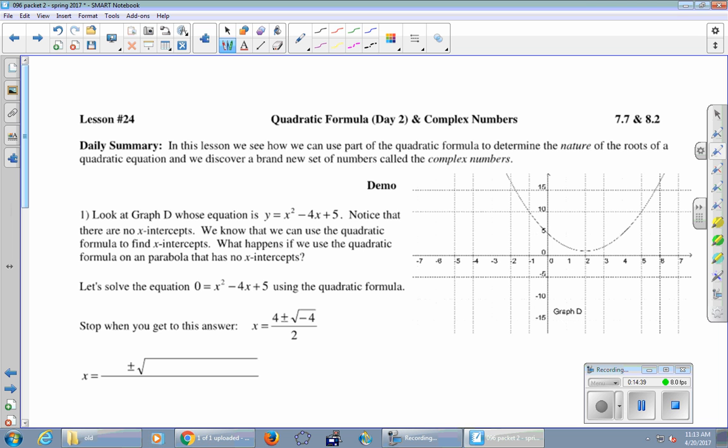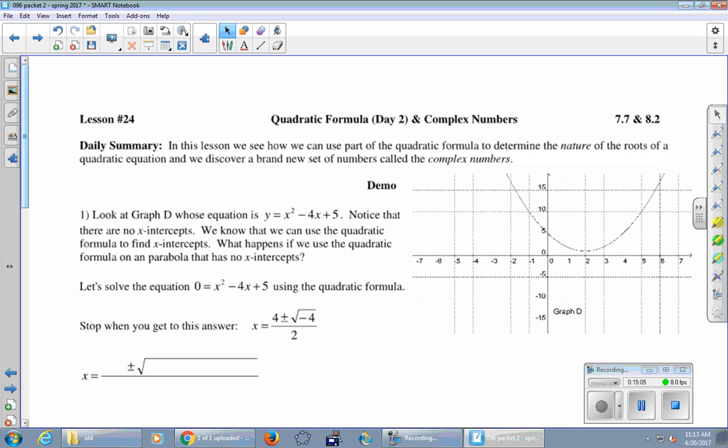Okay, our daily summary. In this lesson, we see how we can use part of the quadratic formula to determine the nature of the roots of a quadratic equation. We will define that word nature soon. And we discover a brand new set of numbers called the complex numbers. You may have seen those before in some other course. We have not talked about the complex numbers in this course, but if you've seen the letter i in a math class, that was part of the complex numbers.